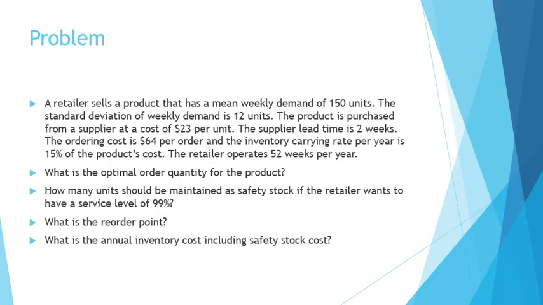First, can we find the optimal order quantity for the product? Second, how many units should be maintained as safety stock if the retailer wants to have a cycle service level of 99%? Third, what is the reorder point? Finally, we also want to calculate the annual inventory cost, including the safety stock cost.